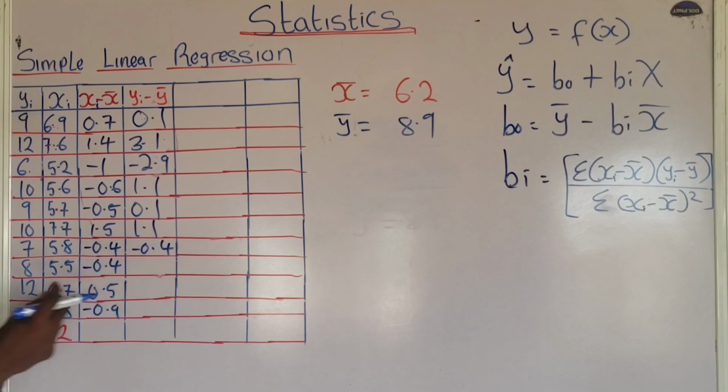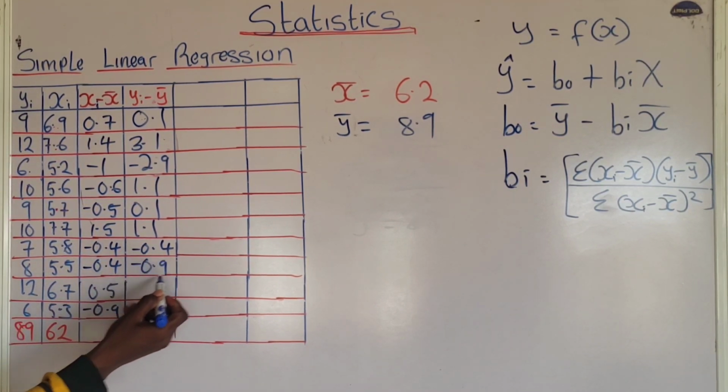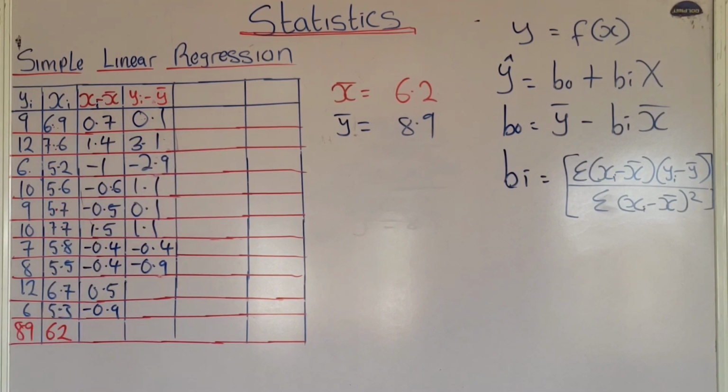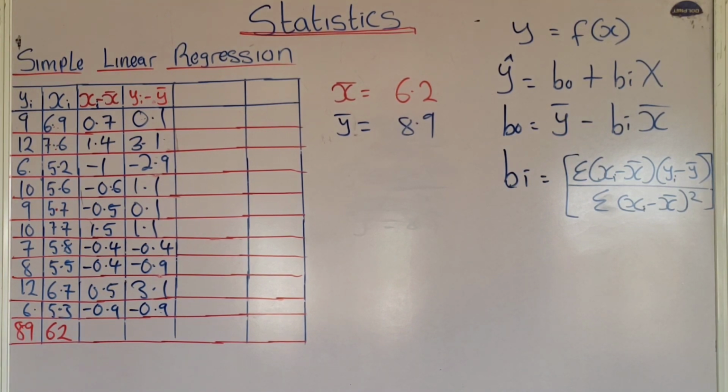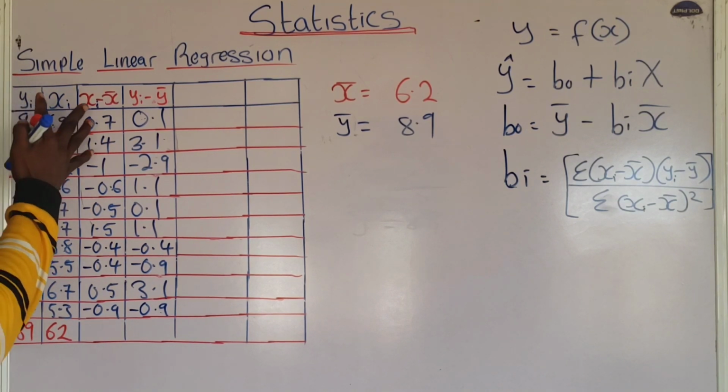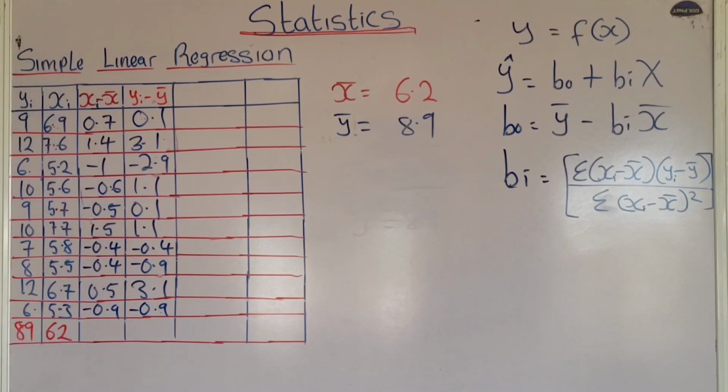Negative 0.4. Here, 8 minus 8.9, that is what? Negative 0.9. Here, 12 minus 8.9, that will give us 3.1. For this, 6 minus 8.9, that will give us negative 0.9. Now, let me write this very well. Okay, so now we've gotten the difference between the values of y and the mean value of y.